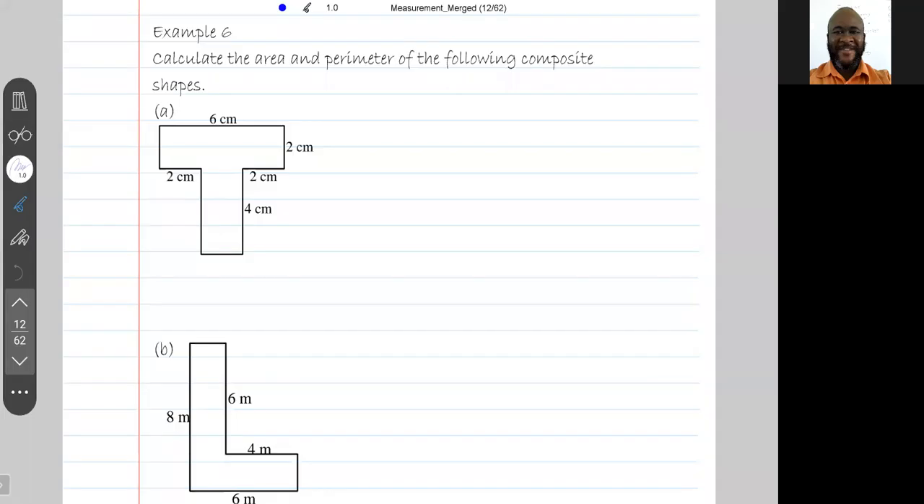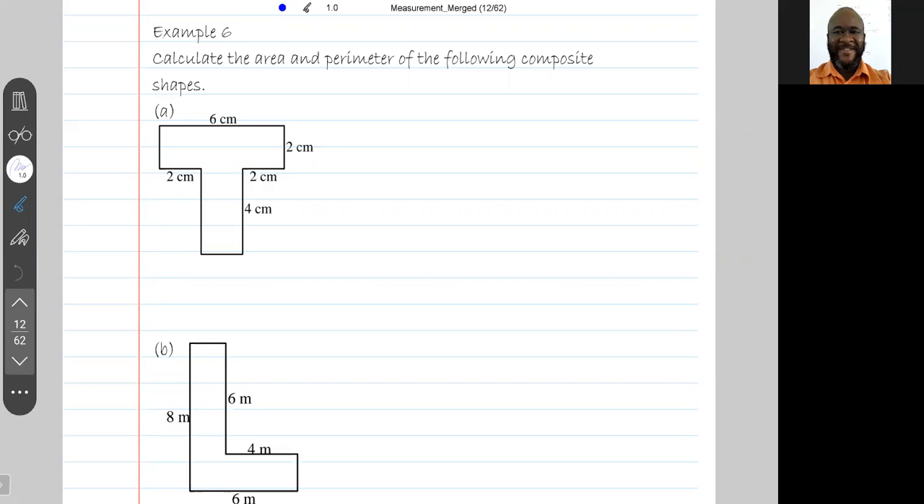All right, so next we're moving on to example 6, and example 6 says, calculate the area and the perimeter of the following composite shapes. So I was saying that a composite shape is a shape that is built up, that is the composite of two or more known shapes.